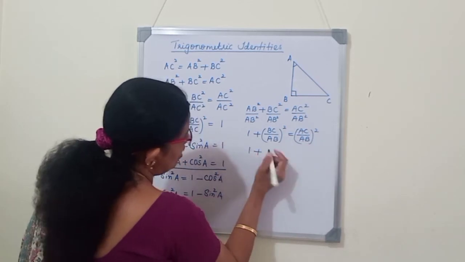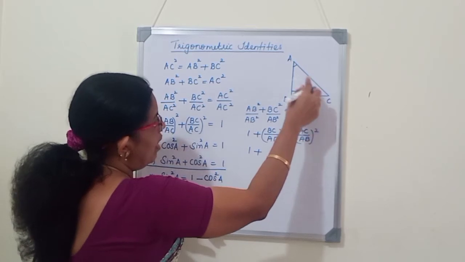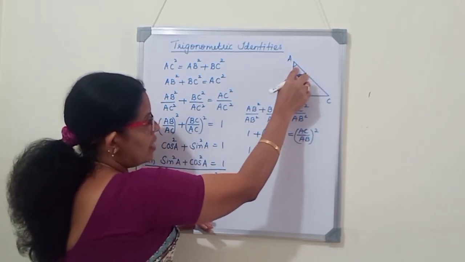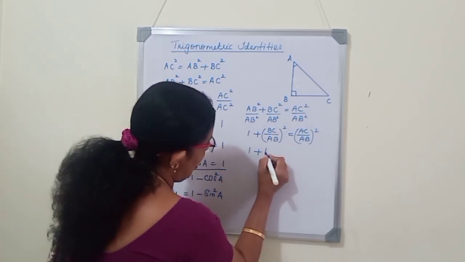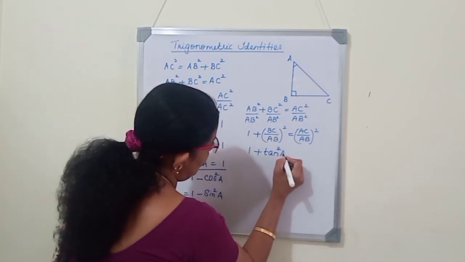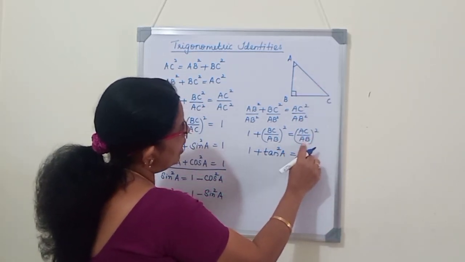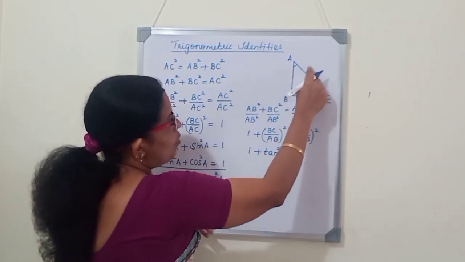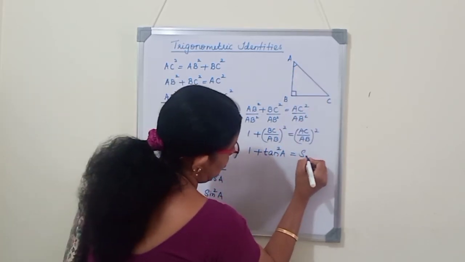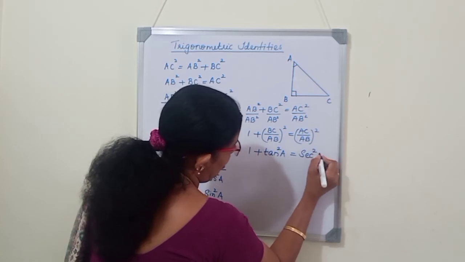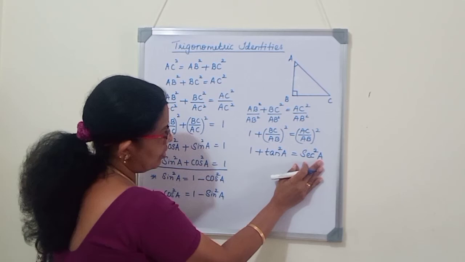Now 1 plus what is BC by AB? BC is the opposite side and AB is the adjacent side. With respect to angle A, opposite side by adjacent side is tan A. So this is tan square A, equal to AC, the hypotenuse, by AB, the adjacent side. Hypotenuse by adjacent side is sec A, and the square is sec square A. So the second identity is 1 plus tan square A is sec square A.